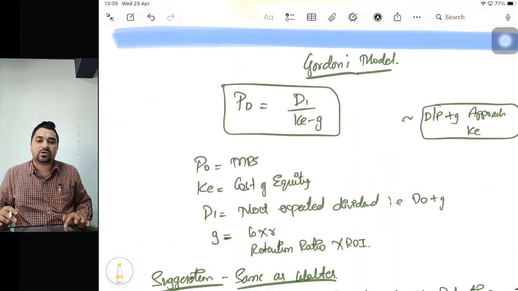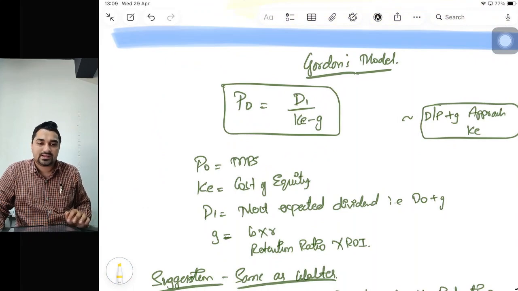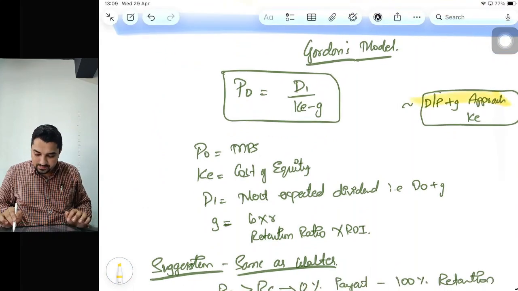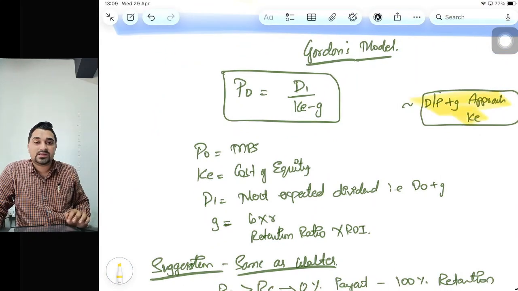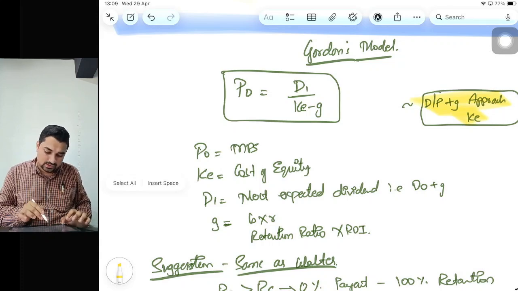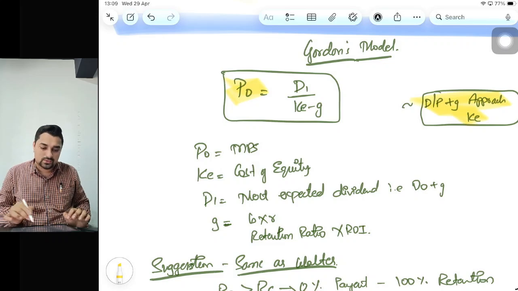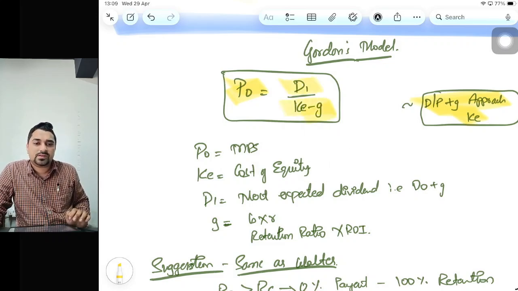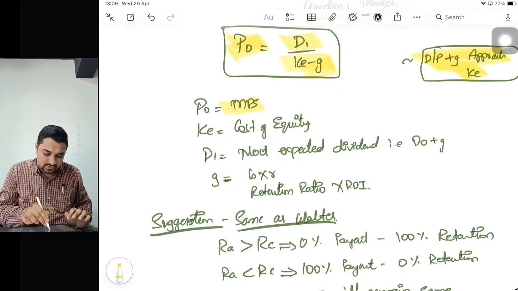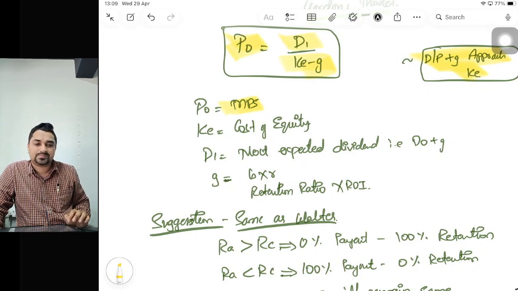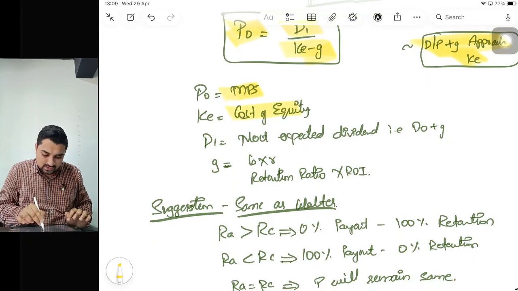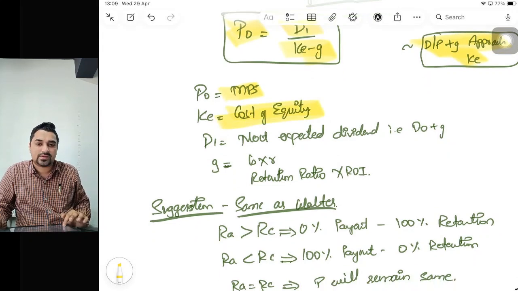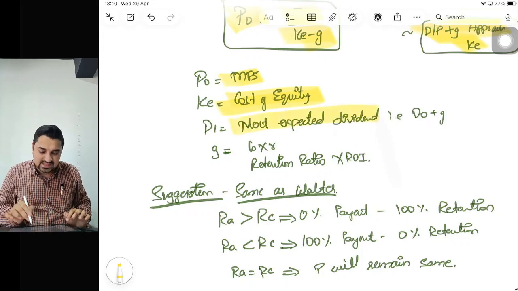Coming to the next one, Gordon. Again, Gordon is a dividend relevance theory. If you see, Gordon's approach is approximately similar to your D1 by P plus G approach in your cost of equity. What is the formula given by Gordon? Gordon gives P0 equal to D1 divided by KE minus G. What is the formula? P0 equal to D1 divided by KE minus G. What is P0? P0 is your market price per share. What is KE? KE is your cost of equity. What is D1? D1 is the next expected dividend.